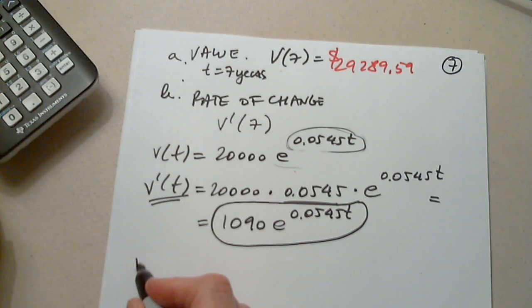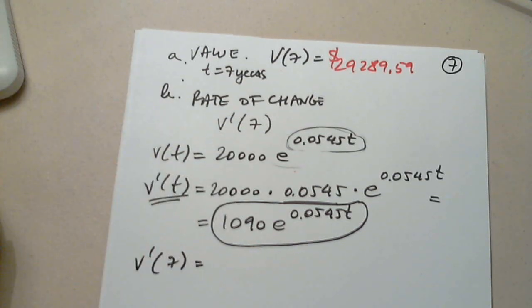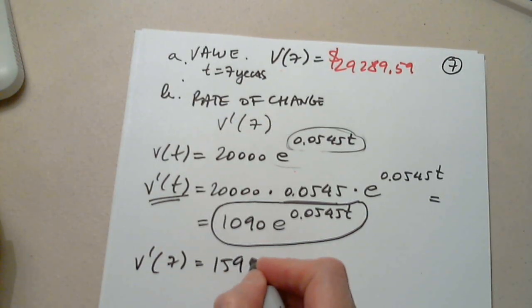But now we want to find V prime of 7. I have to put this in the calculator. Let me do it like this so you can see better. You can just put the derivative right here, 1090 e to 0.0545 t, and then it's already in there. It's right here. Just have to go to the second function for x equals 7, and we have 1596.28.